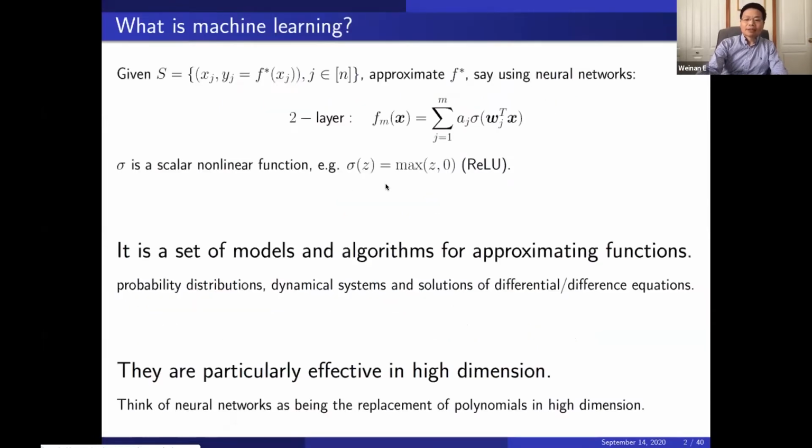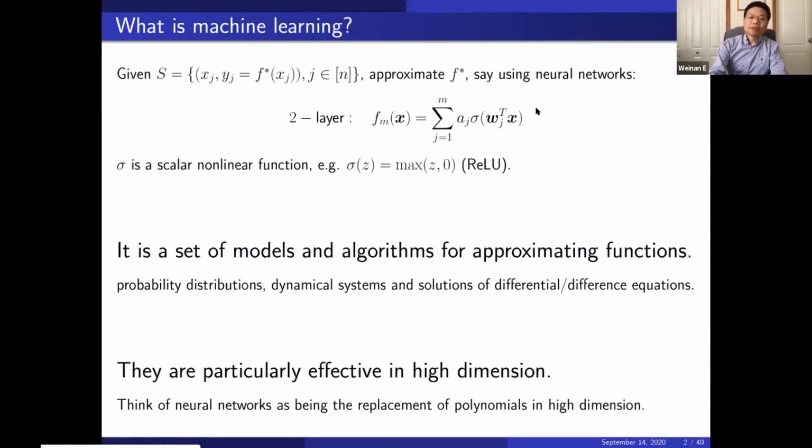So let me start by asking the question, what is really machine learning? That's tough to explain, but in very simple words, here's what machine learning is about. The basic problem in machine learning: we're given a set of data, where the values, which are called labels in machine learning, are given by some unknown function f star, called the target function. Your task is to do the best you can to approximate this function f star, say using neural network functions. This is an example of what we call two-layer neural networks. Two layers because there are coefficients aj and wj, so these are two layers of coefficients. This is the simplest example of a neural network.